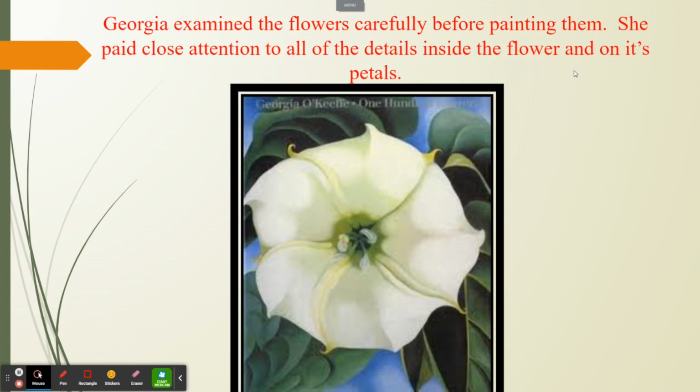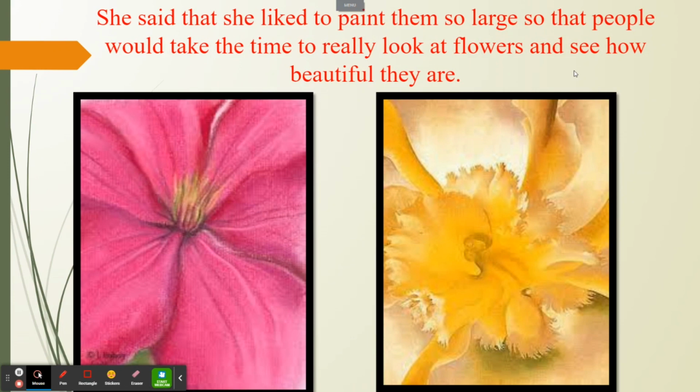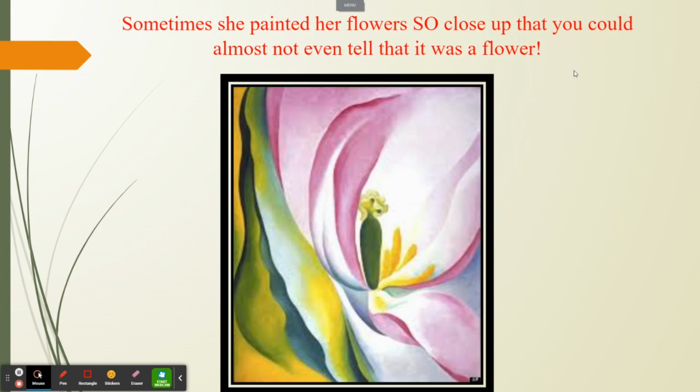She examined the flowers very carefully before she painted them. She paid very close attention to all the details inside the flower and on the petals and around it. She wanted to really enhance these pictures. We would call this macro photography nowadays. She said that she liked to paint them so large so that people would take time to really look at flowers and see how beautiful they are. Sometimes she painted her flowers so close up that you could almost not even tell that it was a flower.